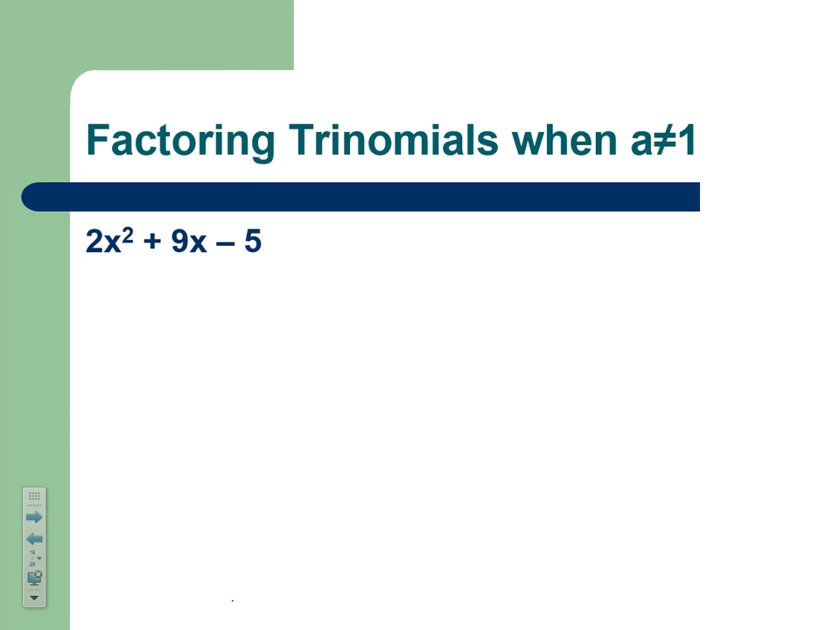Today, we will be factoring trinomials when a is not equal to 1. As we can see in this trinomial, we have 2x squared plus 9x minus 5. In the previous lesson, a was 1, but now we see that a is 2.